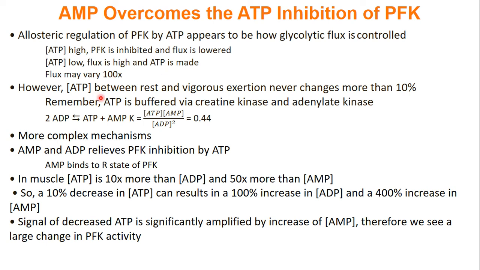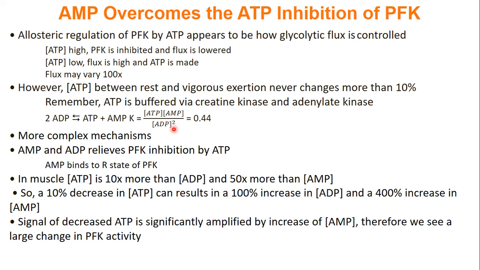However, the levels of ATP in your cell, in your muscle cell especially, between rest and vigorous exercise never really change more than 10%. It stays relatively the same. And we actually talked about this in a previous video. ATP is buffered via creatine kinase and adenylate kinase. This enzyme has this reaction: two ADPs make ATP plus AMP. The ratio of ATP to AMP times ADP squared is 0.44. And these enzymes will make sure that this ratio is always 0.44.